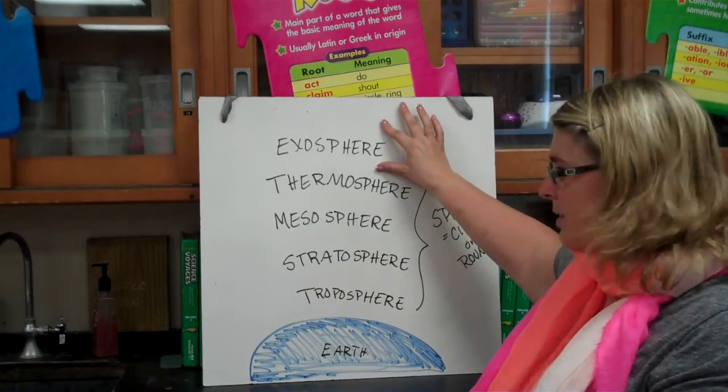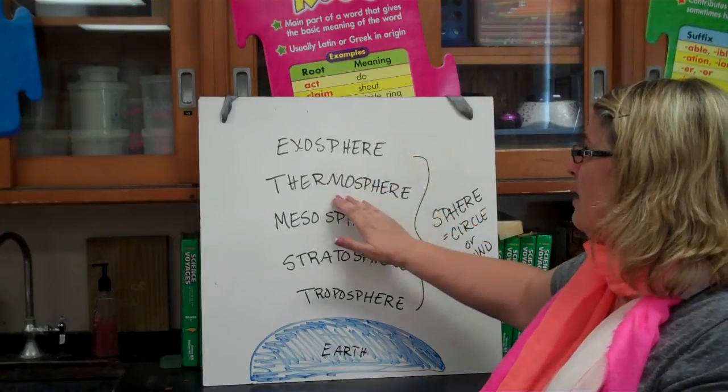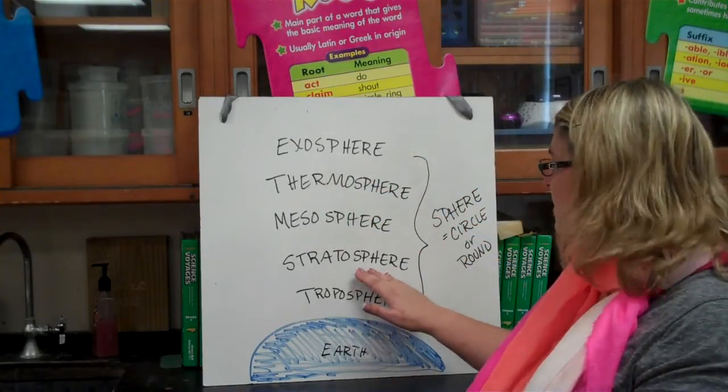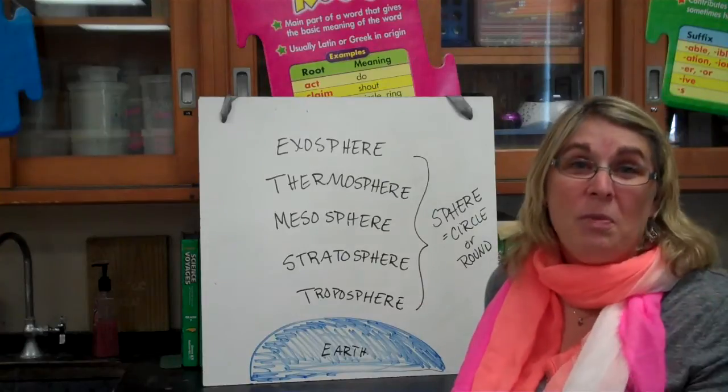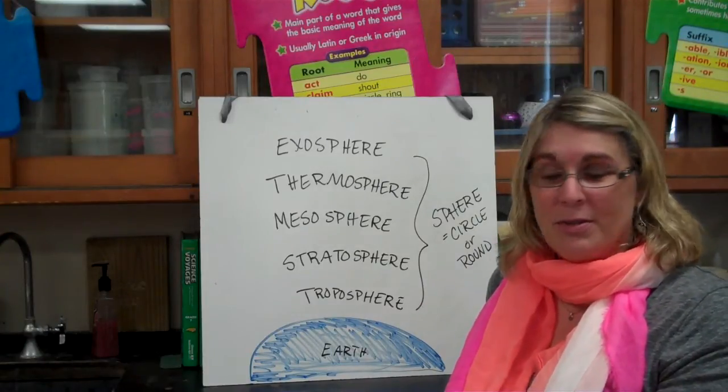Now you might have noticed there's something similar in all of them, and that's this sphere word. Sphere actually means round or circle. That's a word part you're going to probably want to be able to use.